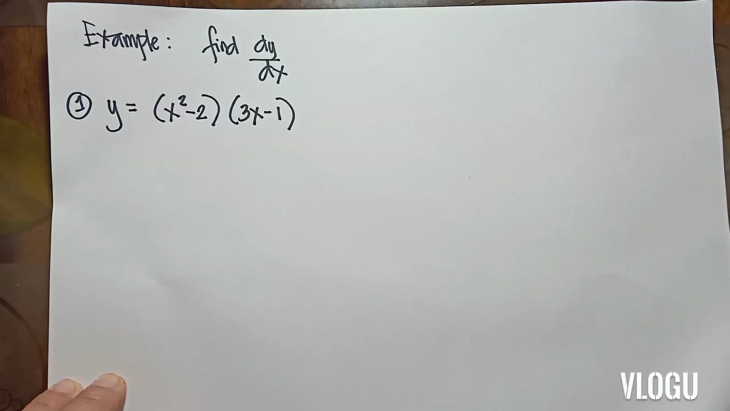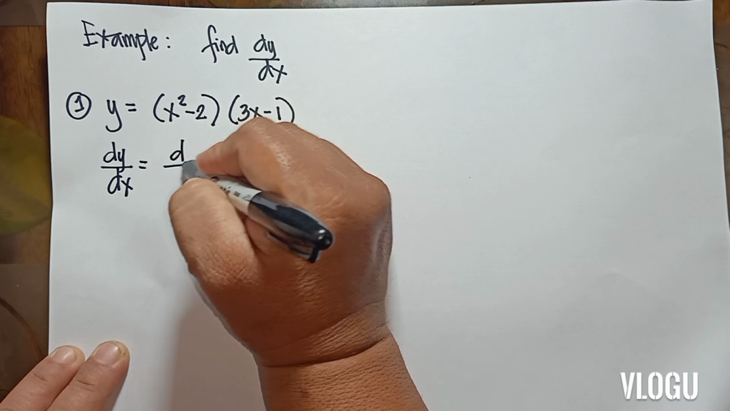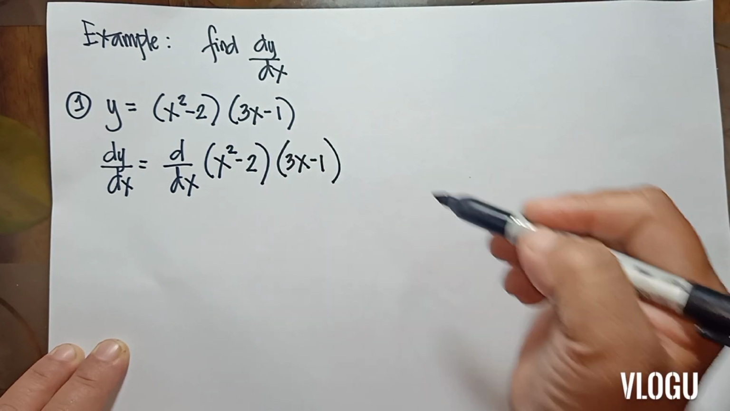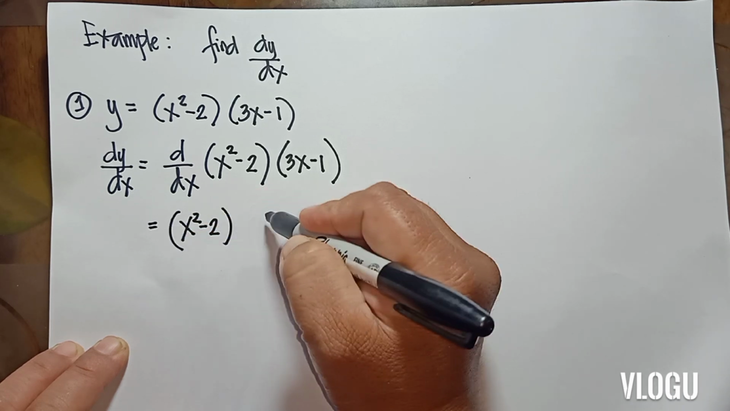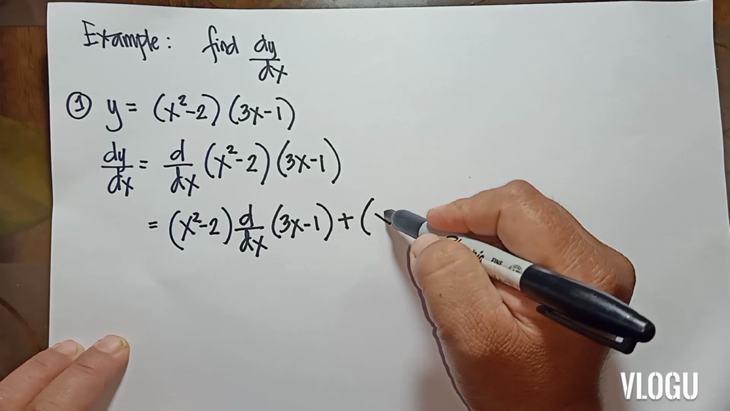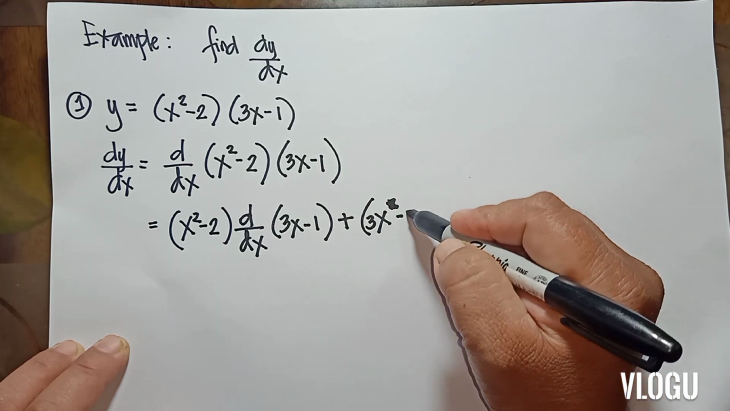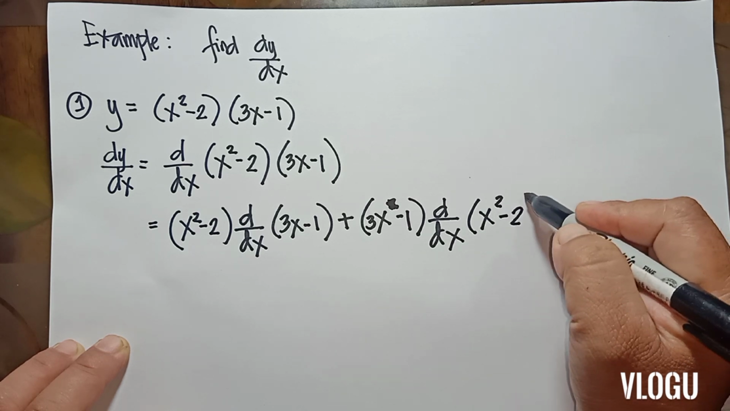Okay, the first example: find dy dx given y is equal to (x squared minus 2) times (3x minus 1). So the first step, dy over dx is d dx of (x squared minus 2)(3x minus 1). Therefore, that is equal to (x squared minus 2) times the derivative of (3x minus 1), plus (3x minus 1) times d dx of (x squared minus 2).